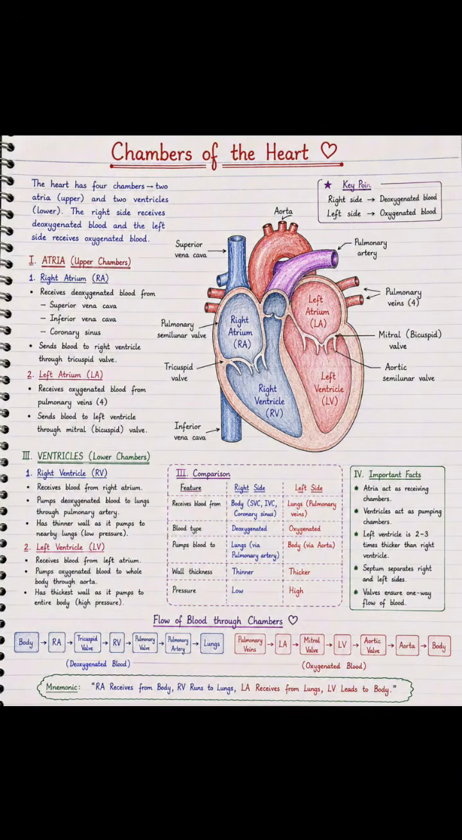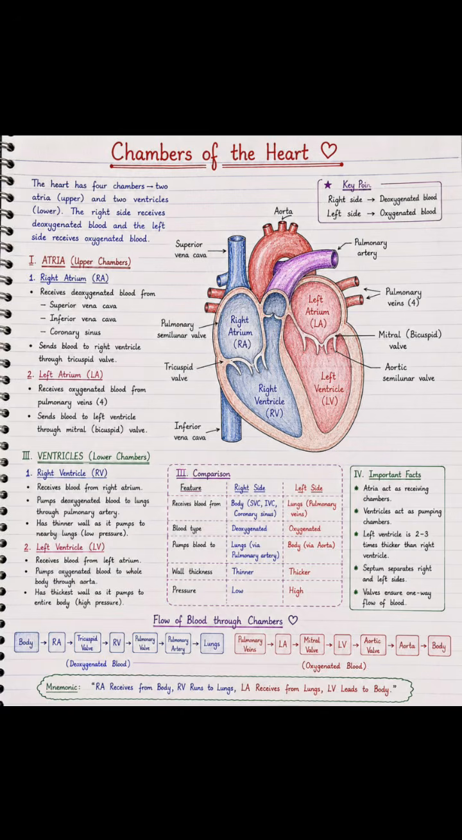Now let's remember some important facts. The atria act as receiving chambers. The ventricles act as pumping chambers. The left ventricle is 2 to 3 times thicker than the right ventricle. The septum separates the right and left sides, and the valves ensure one-way flow of blood.